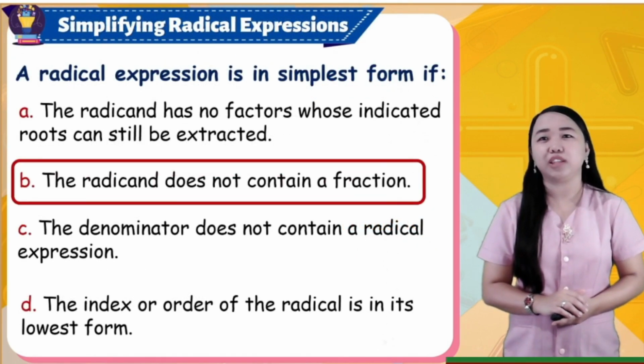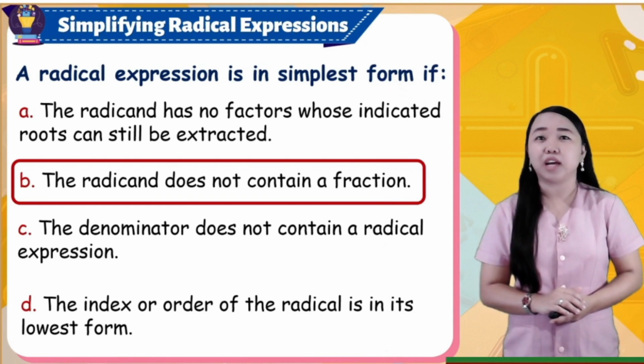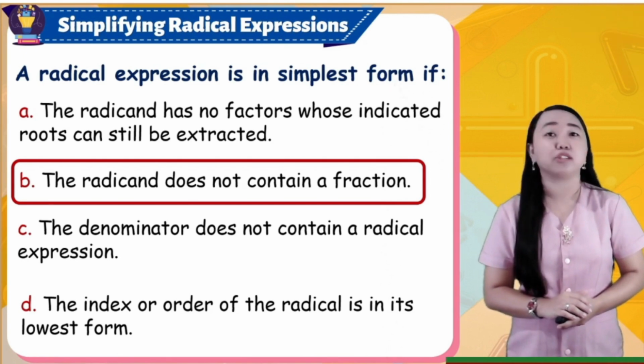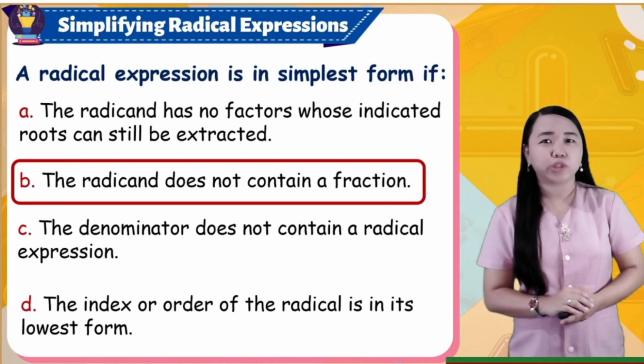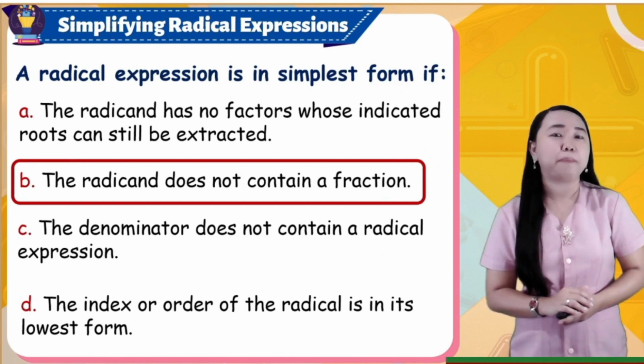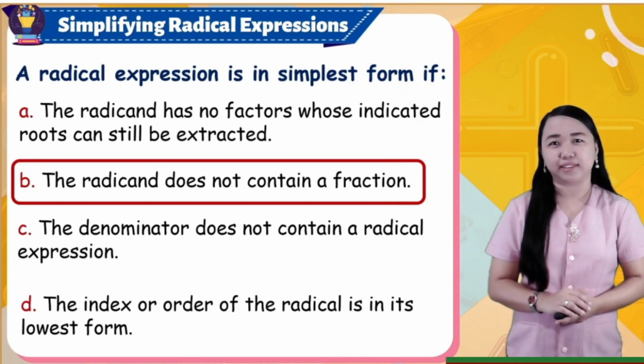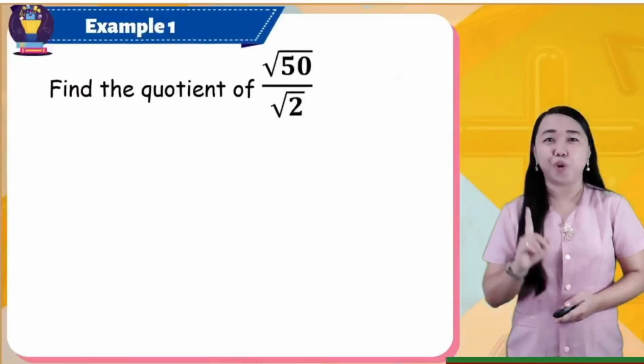For the second condition, the radicand does not contain a fraction. This means the radicand is not a fraction. The quotient rule for radicals will be applied for this condition. Let's have some examples. Example number 1.